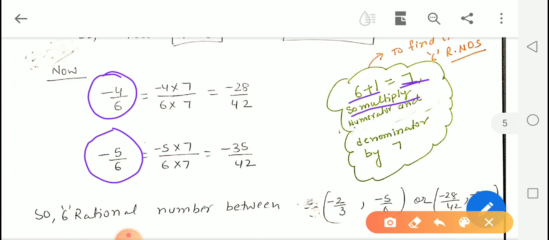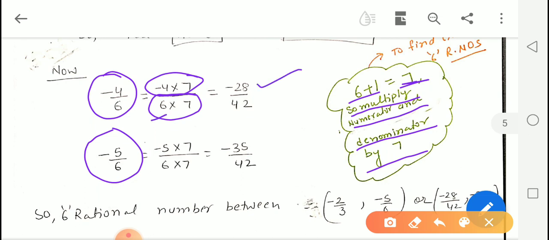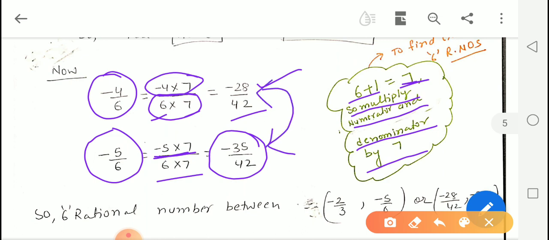So we will multiply the numerator and denominator by 7 to both the equivalent rational numbers so that we can make another equivalent rational number. Here the numerator is multiplied by 7 and the denominator is also multiplied by 7. So negative 4 times 7 is negative 28 and 6 times 7 is 42. Similarly, negative 5 by 6 we will multiply by 7, both numerator and denominator. So we will get negative 35 by 42.